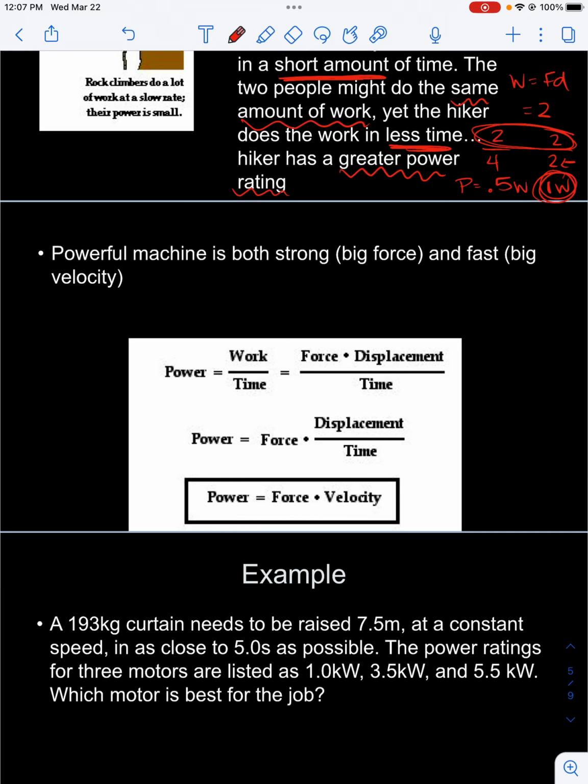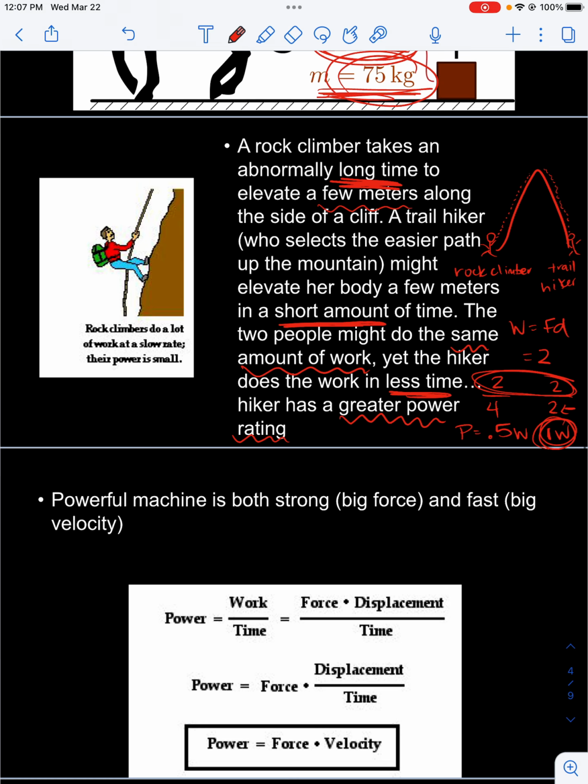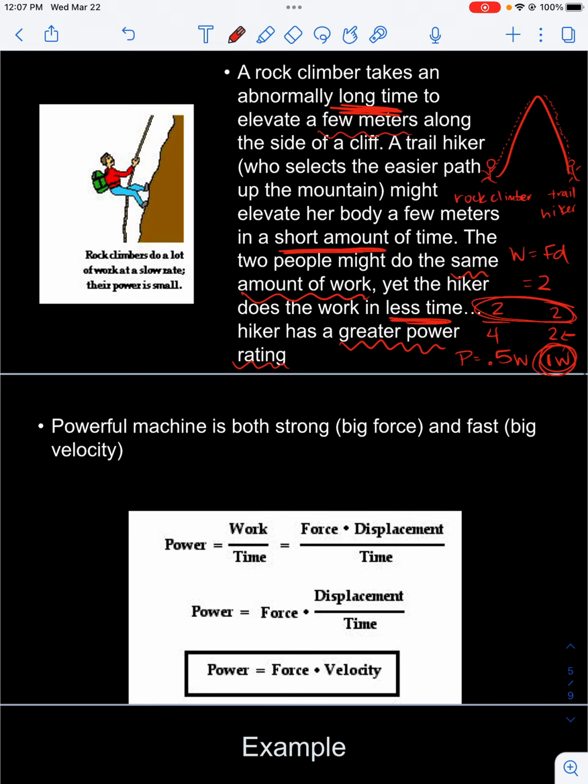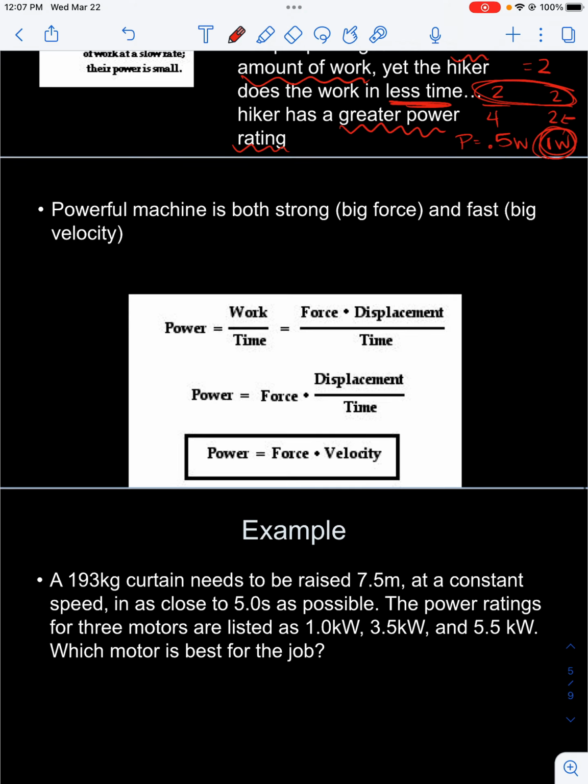Whenever we talk about power, we're talking about machines. Up here we were still talking about machines, but the twins' bodies were the machine in question. Whenever we talk about a powerful machine, we think of those as strong and fast. So strong meaning a big force, fast being a high velocity.